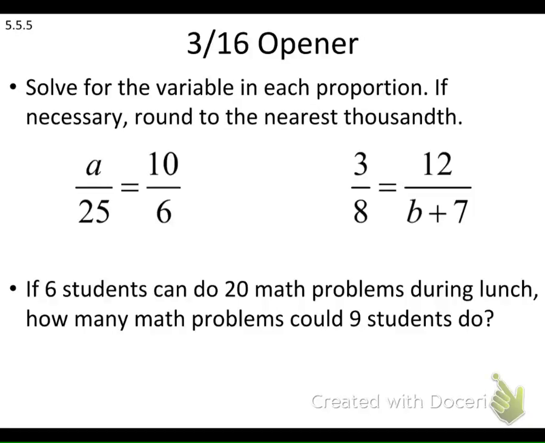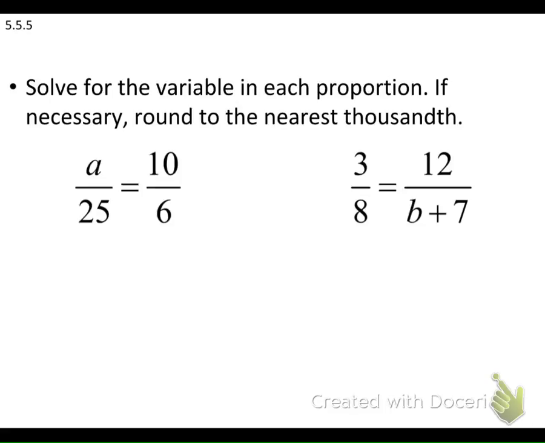All right, so our opener today is going to be very similar to the quiz that you guys are going to take following the opener. The first part, you're going to solve proportions. The directions say solve for the variable in each proportion. If necessary, we're going to round it to the nearest thousandth. Then the second part is going to be solving proportion word problems. So let's take a look at just solving proportions though.